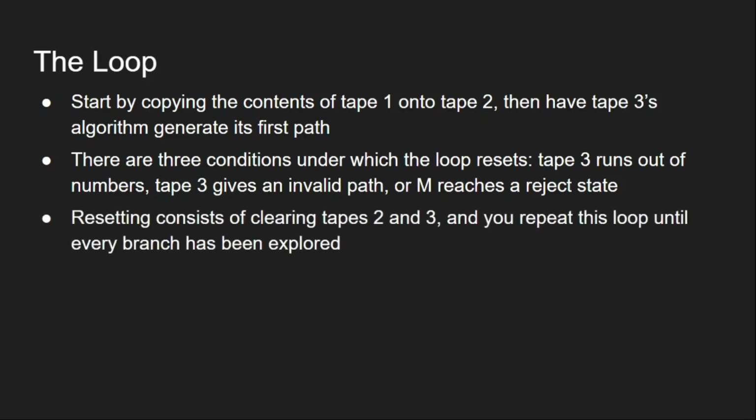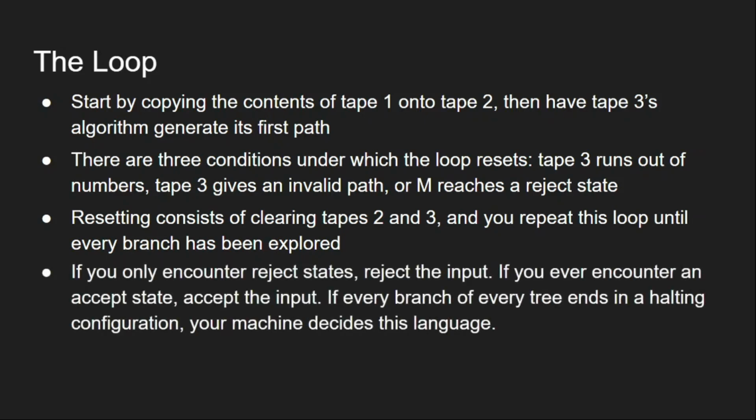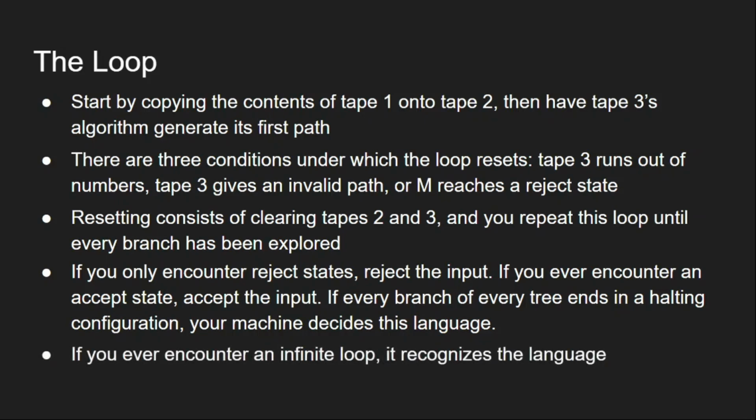Resetting consists of clearing tapes 2 and 3, and you repeat this loop until each branch has been explored, each branch of N's computation tree. Once each branch has been explored, if you only encounter reject states, reject the input. If you ever encounter an accept state, accept the input. If every branch of every tree ends in a halting configuration, your machine decides the language. If it ever loops, then it's a recognizer. Now that we understand a high-level description of this machine, let's get into an example.